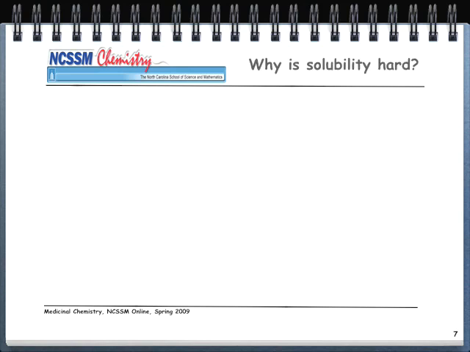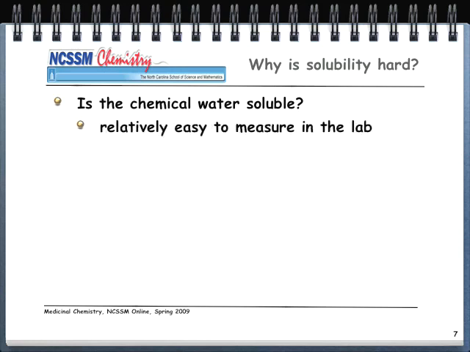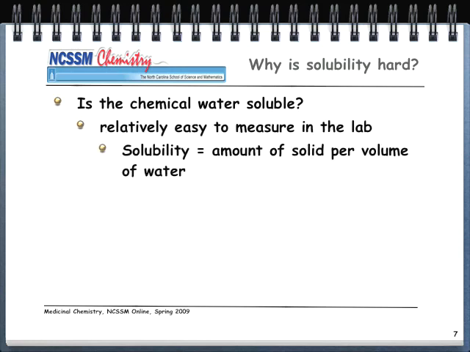Okay, so let's go back and talk now about why solubility is hard. One of the questions we have to be able to ask is, is the chemical water soluble? And this is relatively easy to measure in the lab. Solubility is simply the amount of stuff that I can dissolve per some volume of water. Again, think of your body as a big beaker of water. When we put a drug in there, the drug is usually in a solid form, and that drug dissolves in the aqueous environment in your body, and we can measure that solubility pretty easily.